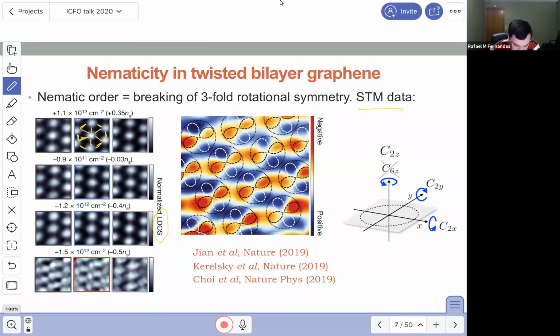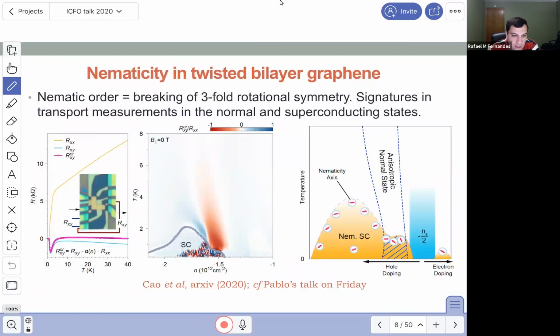But you see that as they start moving away from these doping levels and get close to the so-called half-filling, you lose this three-fold symmetry. In fact, what you see look like stripes. I'm trying to draw here so you see more clearly what it is, okay? These stripes, I think, are even more clear in these pictures in the paper from Eva Andrei's group, okay? So you see very clearly the stripes. So the system no longer has a threefold rotational symmetry, but it still has a twofold rotation, okay? And this is a hallmark of nematic order. It's the breaking of this threefold symmetry. Now, these are local probes. It would be nice if we also had thermodynamic or transport evidence for nematicity.